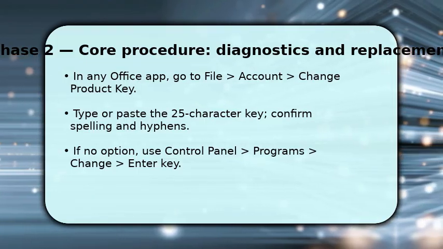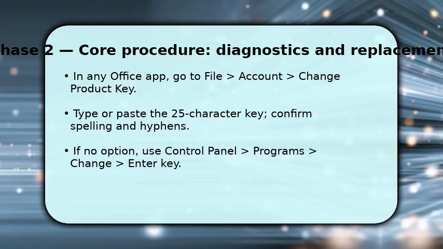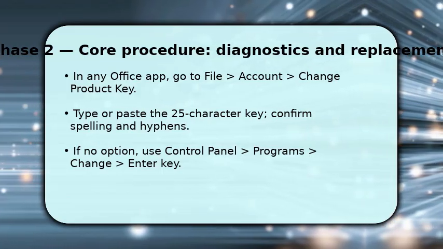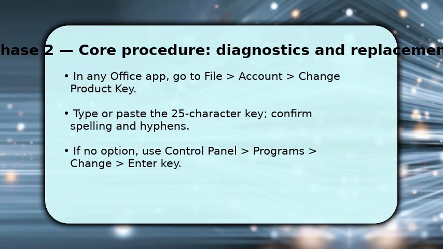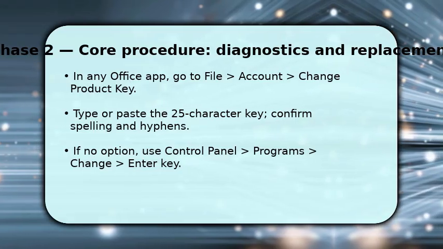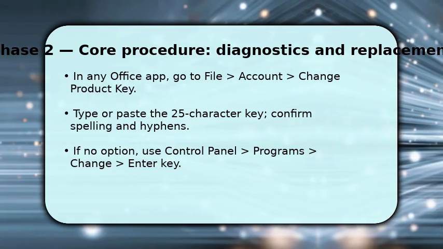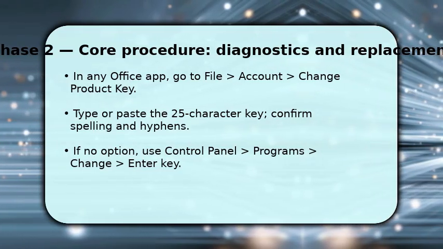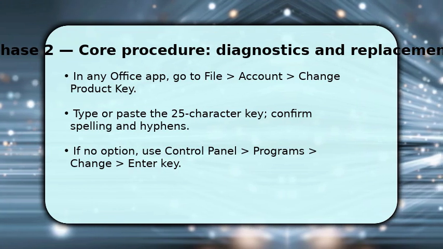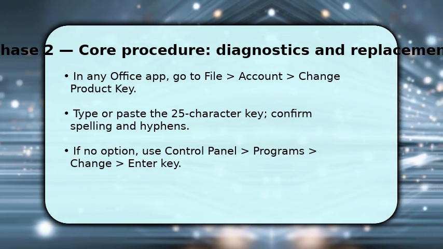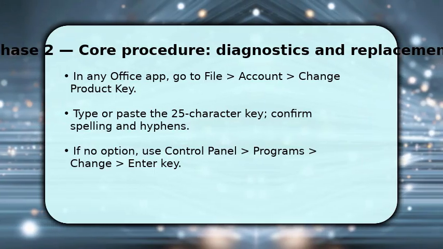If that option is hidden, go through Control Panel, Programs and Features, select Office 2013, click Change, and choose Enter a product key. This route updates installer records. After submitting, Office contacts Microsoft to validate. Keep internet access available so activation completes without delays.